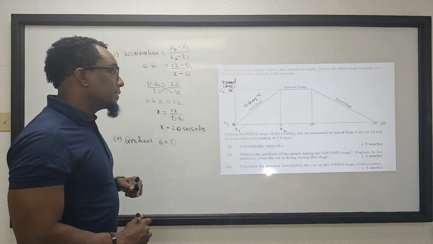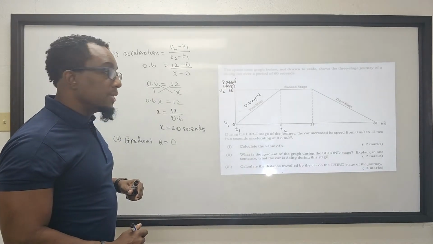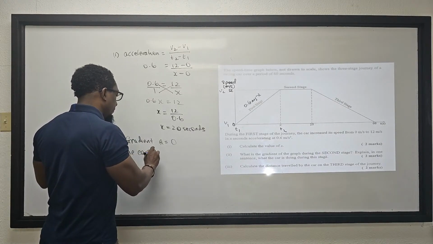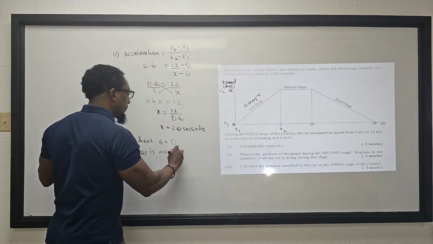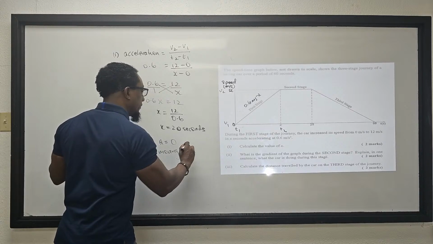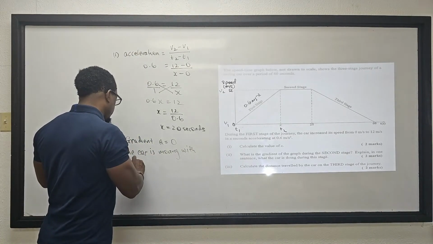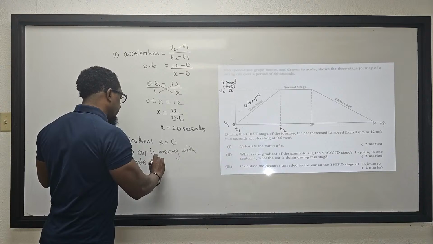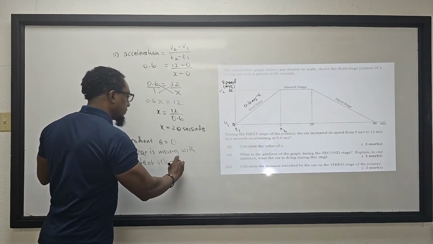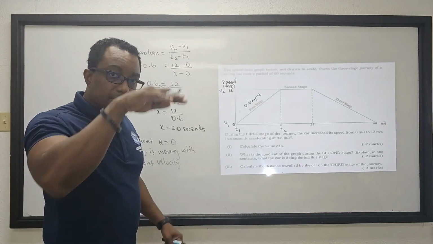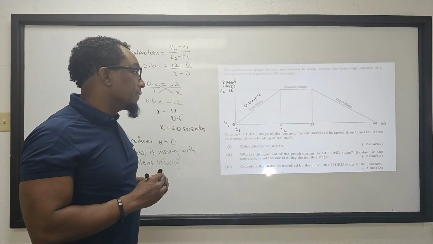And explain in 1 sentence what the car is doing at this stage. So the car is moving with constant velocity. For a velocity time graph, that horizontal line represents constant velocity.